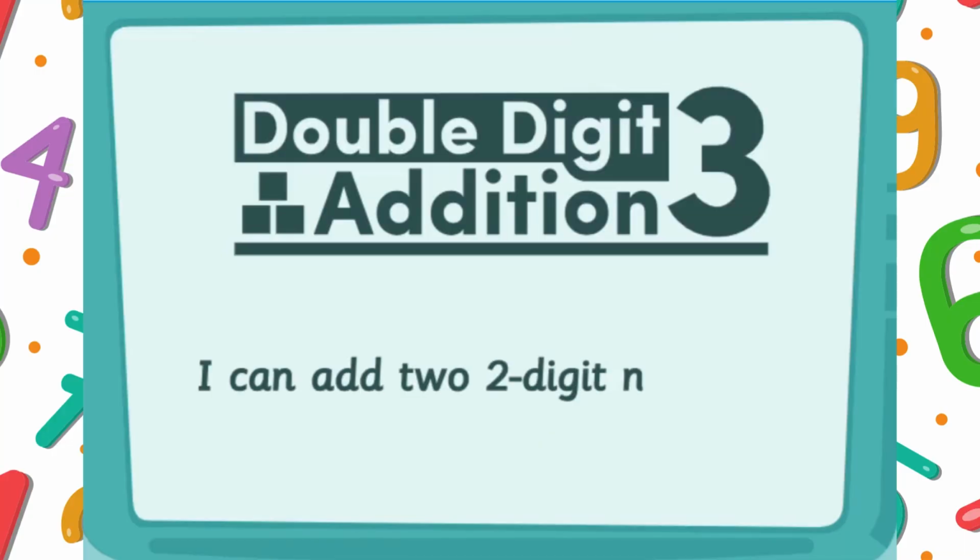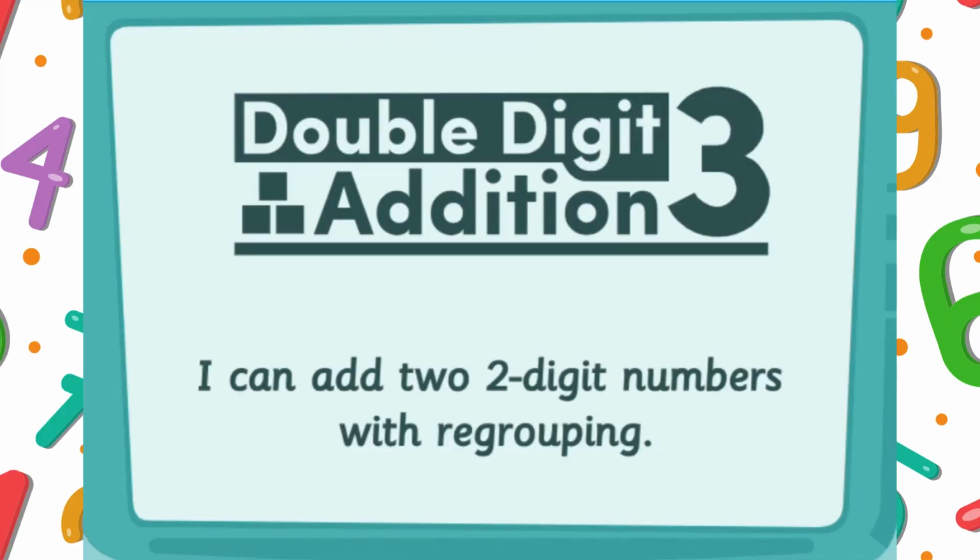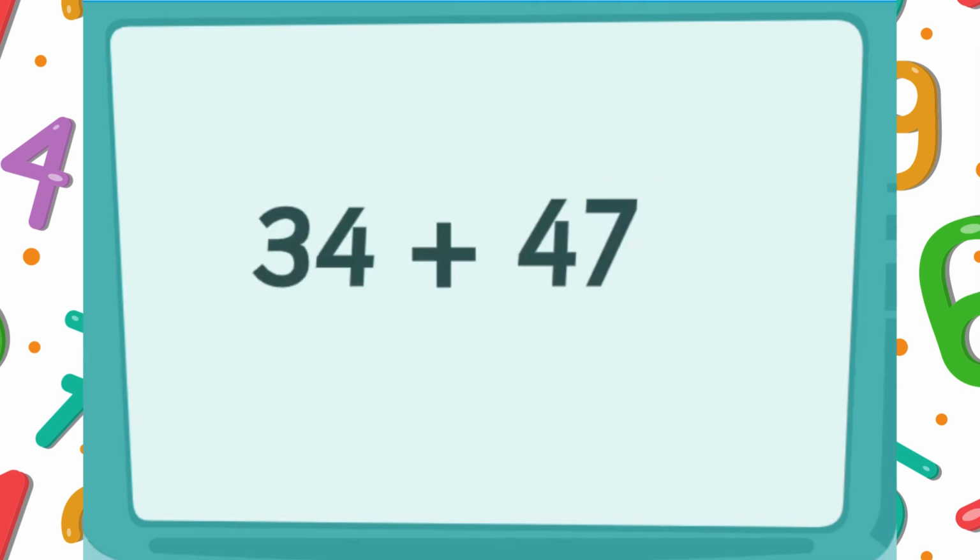Class are learning how to add two two-digit numbers with regrouping, using place value blocks. Sten is looking at the calculation 34 add 47 and representing it with the blocks. Sten partitions the numbers into tens and ones.